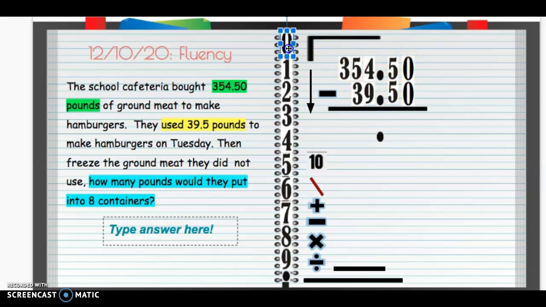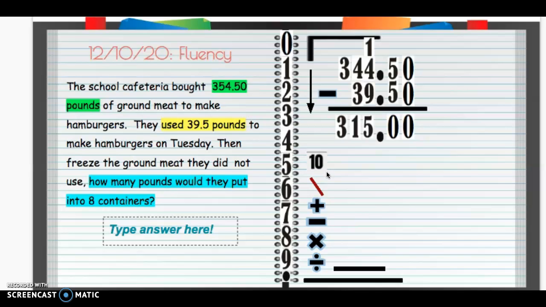0 minus 0, 0. 5 minus 5, 0. 4 minus 9, I can't do, so I have to go to the 5. The 5 becomes a 4, and my 4 now becomes a 14. 14 minus 9 is 5. 4 minus 3 is 1. And then 3 gets brought down. So now I have a total of 315 pounds that I will be freezing.